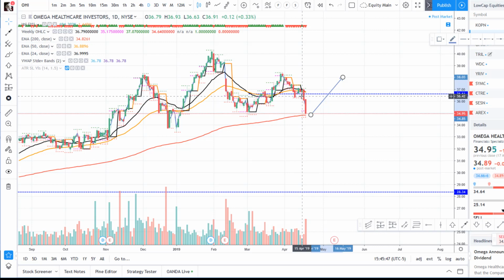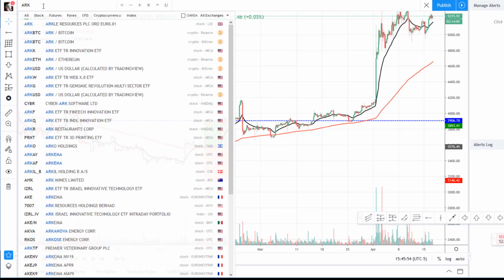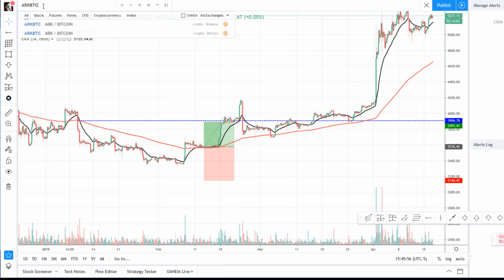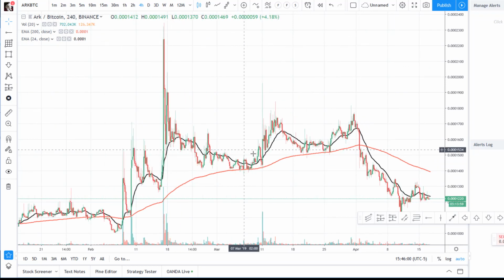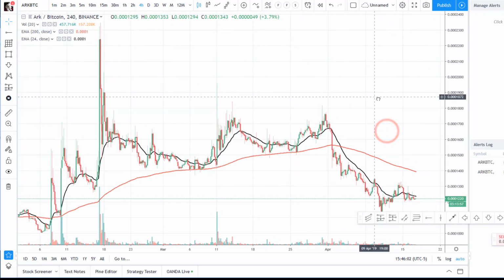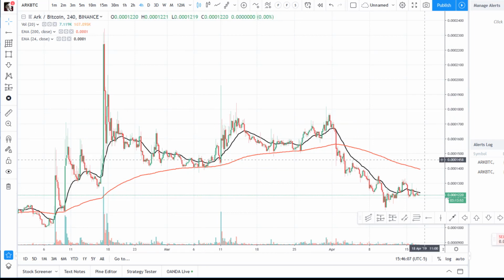Let's move on to another example. We'll go to the crypto market, and we're going to go to ARKBTC. We're just going to use these two moving averages here, once again the 200 and the 24.